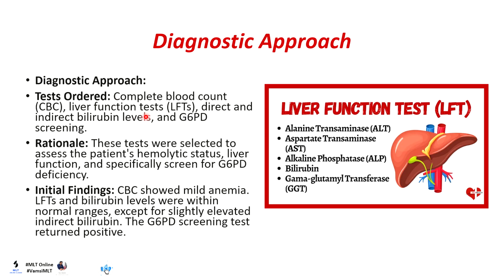So, the diagnostic approach. The tests ordered included CBC, liver function test, direct and indirect bilirubin levels, and G6PD screening. These tests were selected to assess the patient's hemolytic status, liver function, and specifically to screen for G6PD deficiency. The initial findings showed mild anemia in the patient, and LFT and bilirubin levels were within normal ranges, except for a slightly elevated indirect bilirubin. But the G6PD test showed positive.